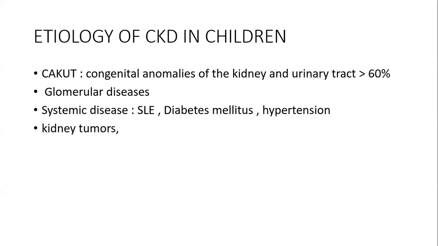So you can have glomerular disease, nephrotic syndrome, acute glomerulonephritis, pyelonephritis, all the diseases that later increase chronic kidney disease. Then systemic diseases, as I said, systemic lupus erythematosus, diabetes mellitus, hypertension, and kidney tumors. Another etiology, especially for young girls, is tumors which affect the ovaries. Usually tumors affecting the ovaries are also associated with chronic kidney disease in children.